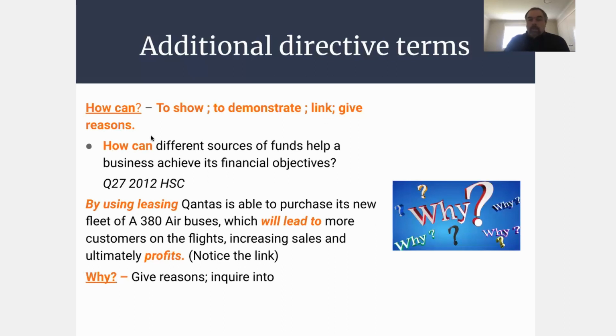So again, this how can question is really asking you to show and demonstrate, give reasons, etc. And the same with the why. Why is market research effective in achieving the marketing objective. So why? It's give reasons, it's inquire into. So don't be fooled that it's a basic word and not writing much on it. You really still do need to get the detail in those answers.